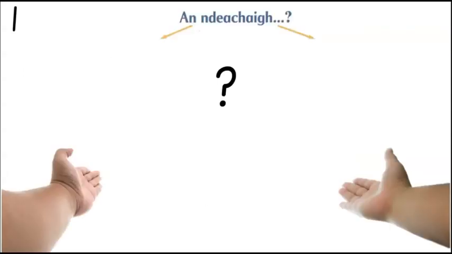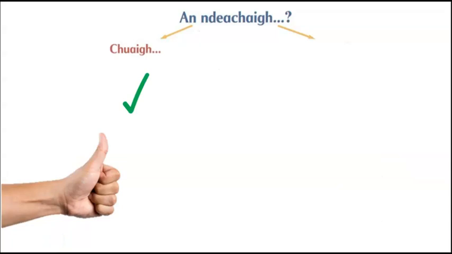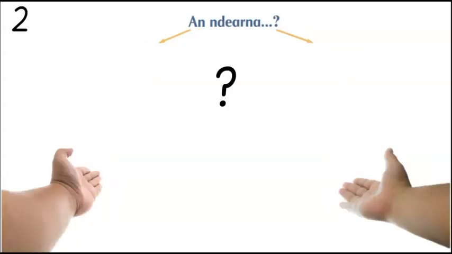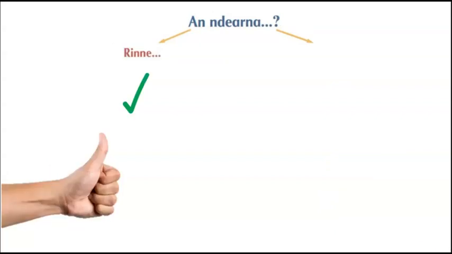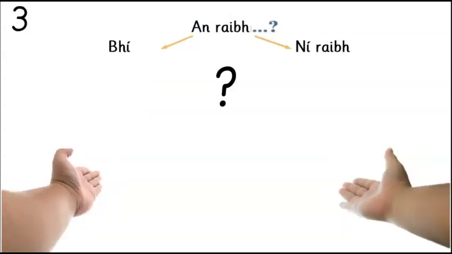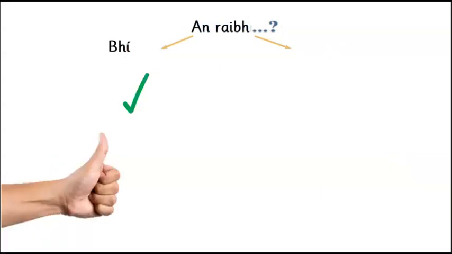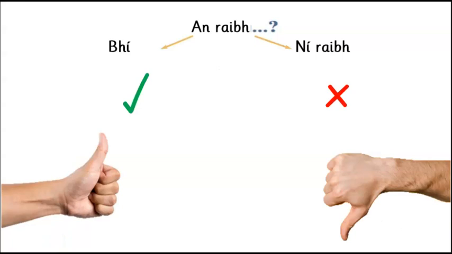So two hands out. An ndeachaigh. The answers to an ndeachaigh are chuaigh and ní dheachaigh. An ndearna, two hands out. Thumb up: rinne, ní dhearna. An raibh: bhí and ní raibh. Well done, everyone.